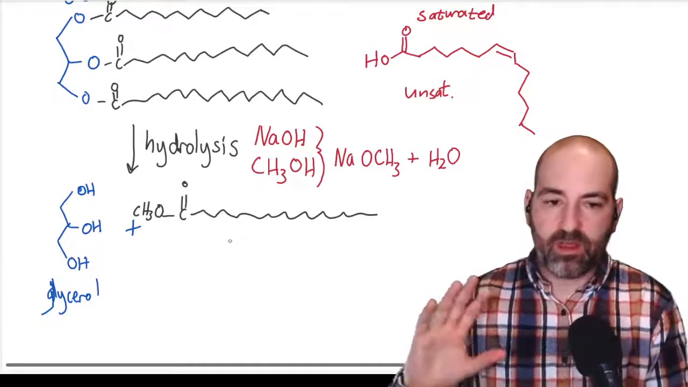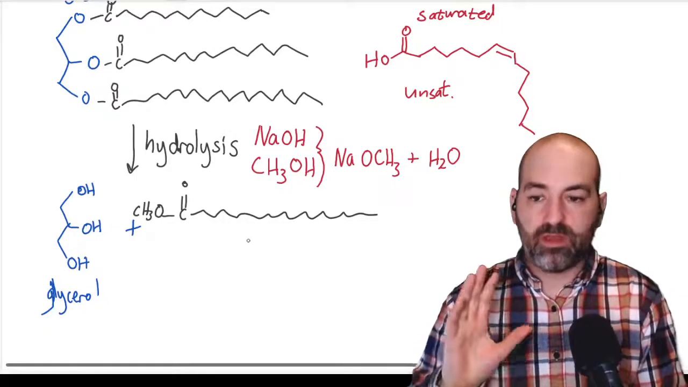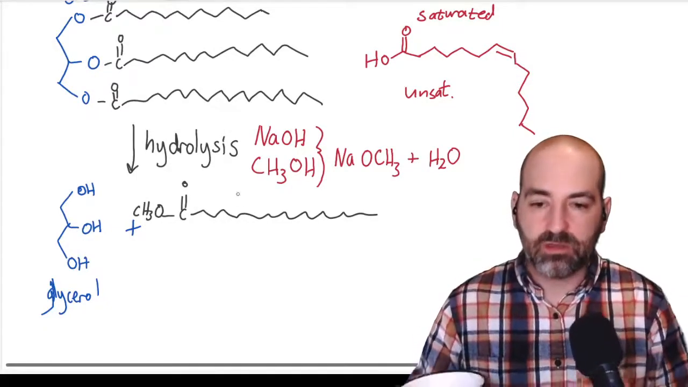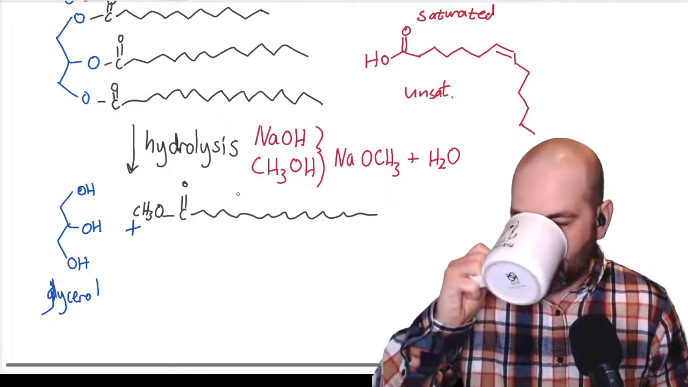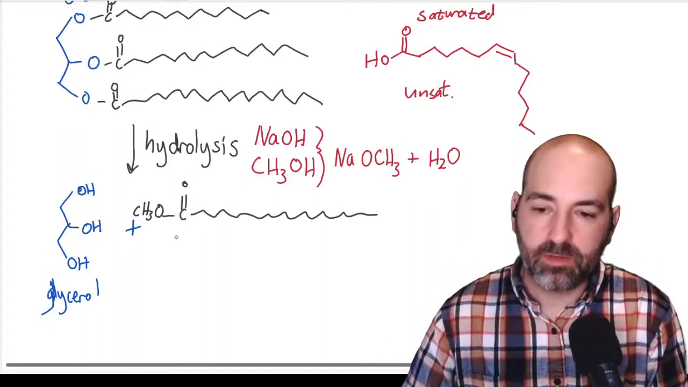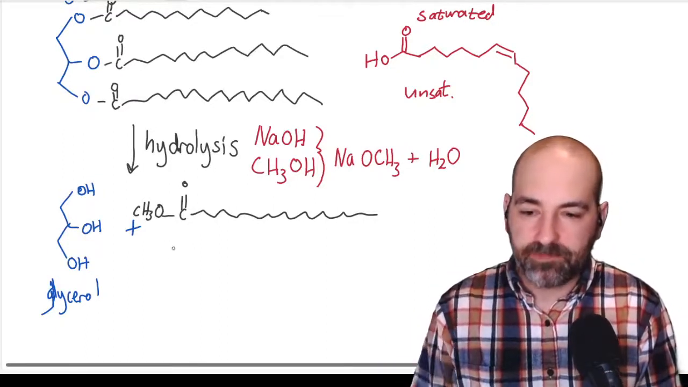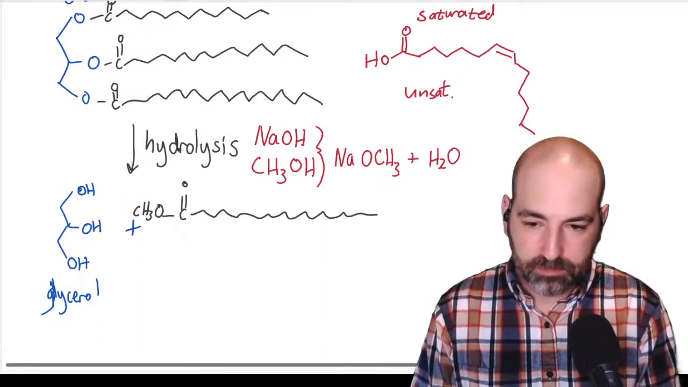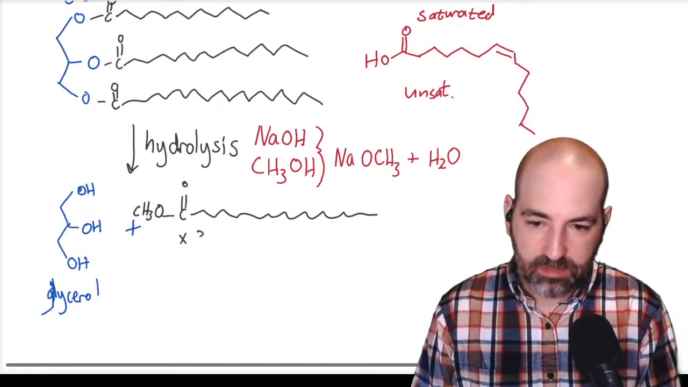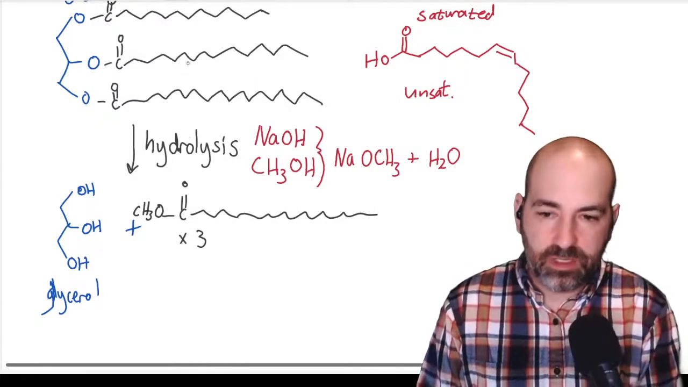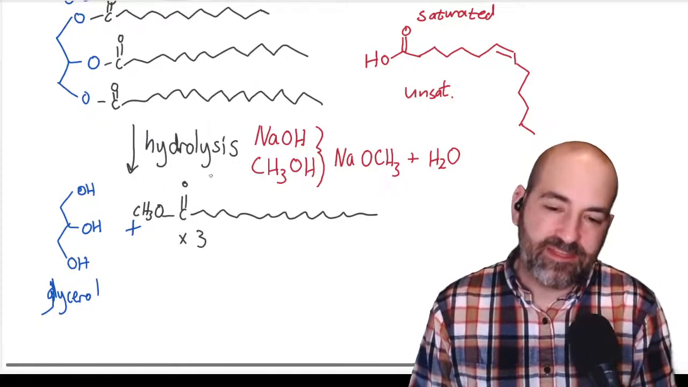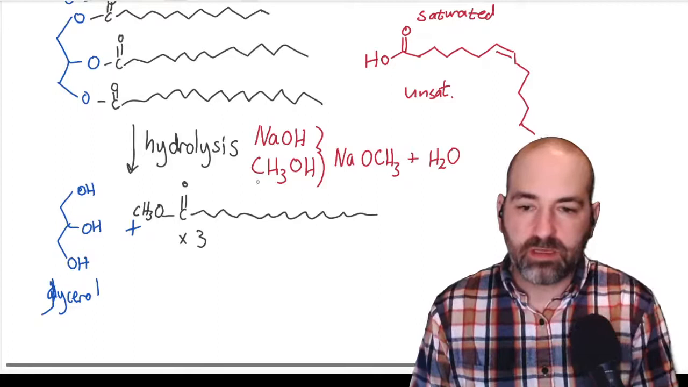If it's hard to see on the video, remember this is in the class notebook in the content library section, so you can pull this up and look at it and zoom it in or whatever. And there were actually 3 of these, so I'll just say times 3. Each of these 3 chains broke off to make this. And this is what is known as biodiesel.